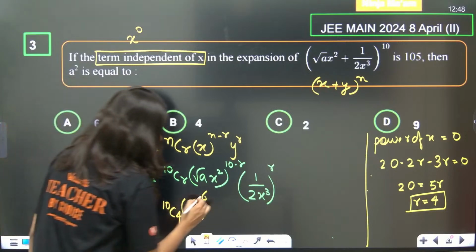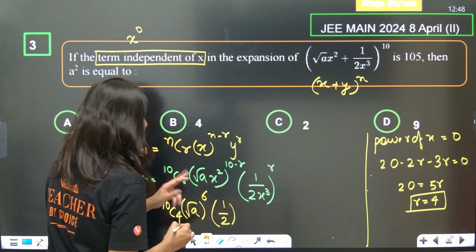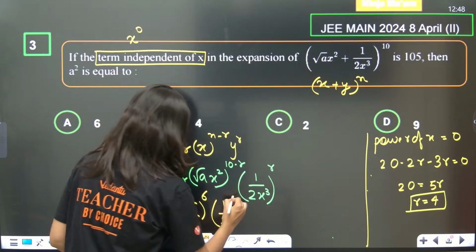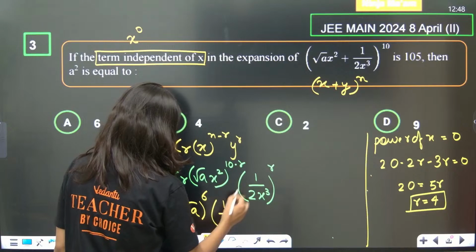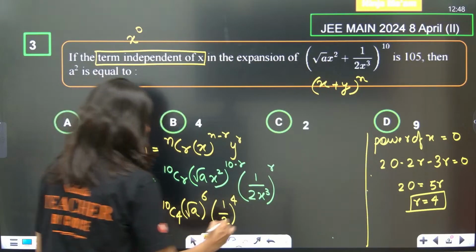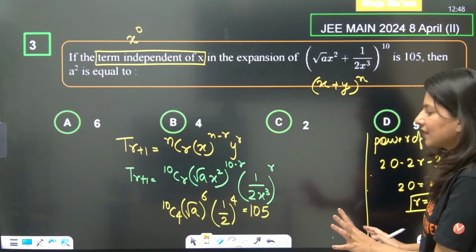Okay. So, root A power 6, then this is 1 by 2 power what? 1 by 2 power 10 minus 4 is 6. Sorry, this is 10 minus 4, this is 6 and R is 4. Yes, absolutely. And this is nothing but 105. You just have to solve it, that's it.